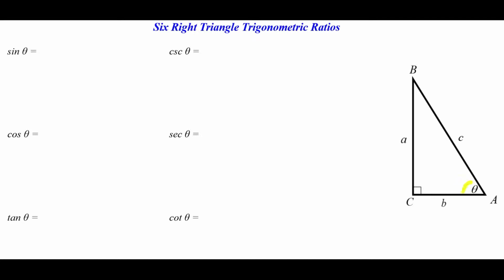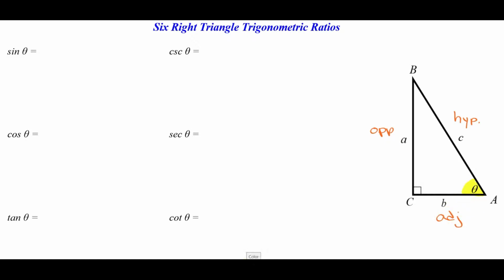Remember, when I have a right triangle, we have one right angle, and then the other two angles can be my reference angle. So here C is my right angle, and then A or B can be my reference angle. In this case, we're using angle A for our reference angle, which means that C is my hypotenuse. A is across from the angle, so we refer to that as our opposite side, and B is touching the angle, so we refer to that as the adjacent side.